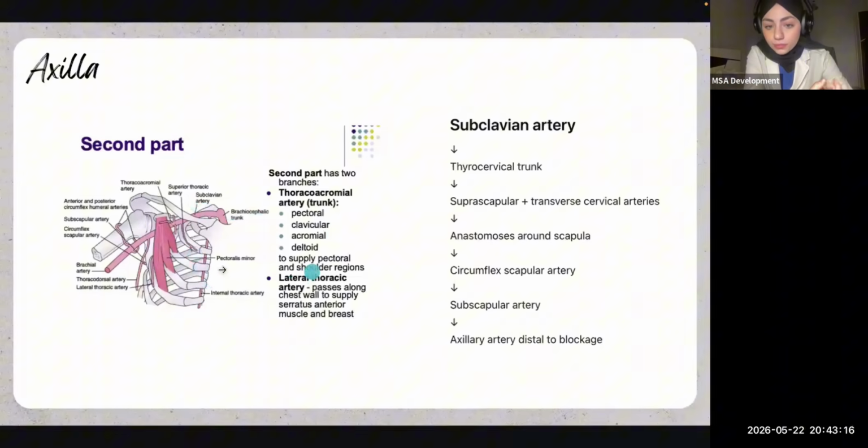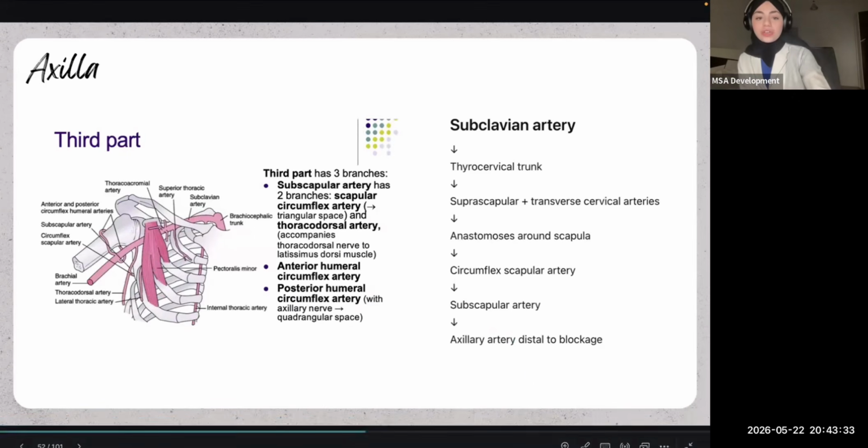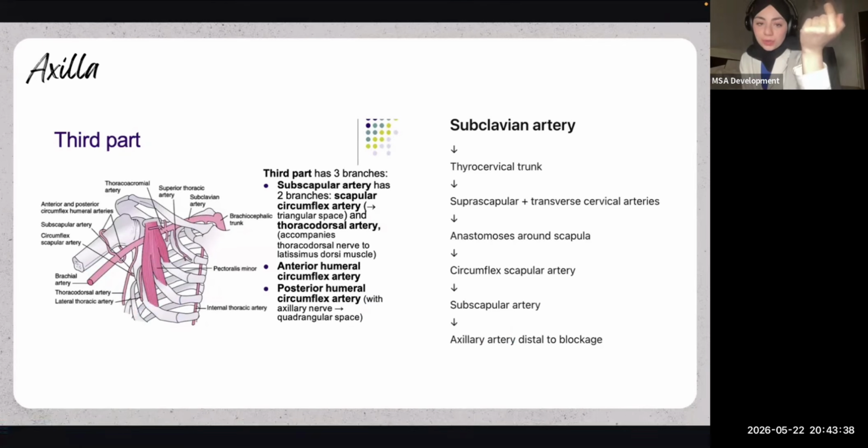specifically. And we said that the long thoracic nerve is going to pass this way and supply or innervate the serratus anterior muscle, which means that the lateral thoracic artery will be running with it and doing the exact same thing. Now, the last part, which is going to be lateral to the pectoralis minor, is going to have three branches. We're going to have the subscapular artery.